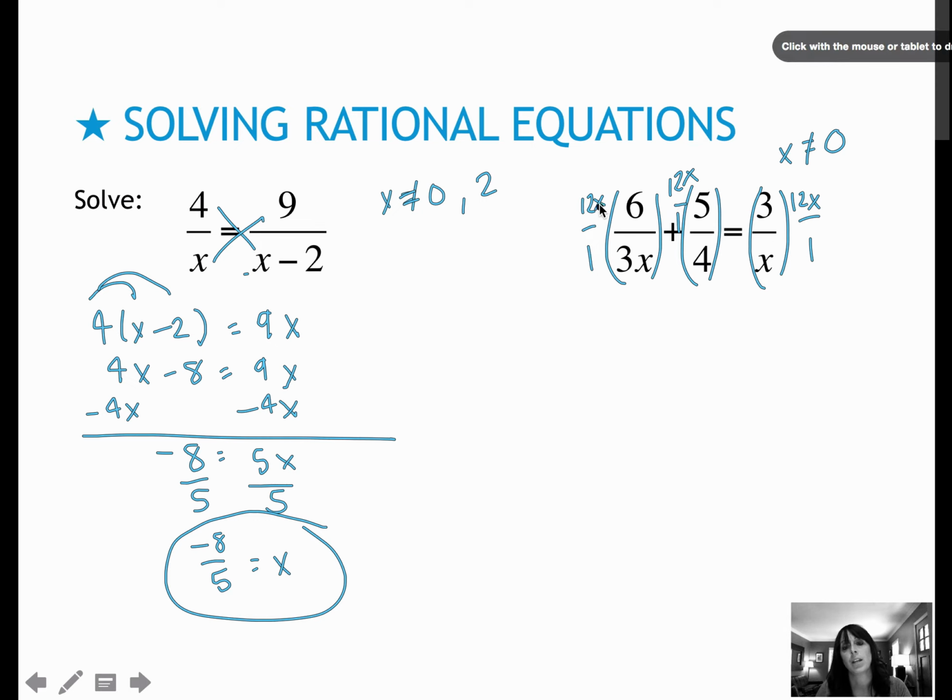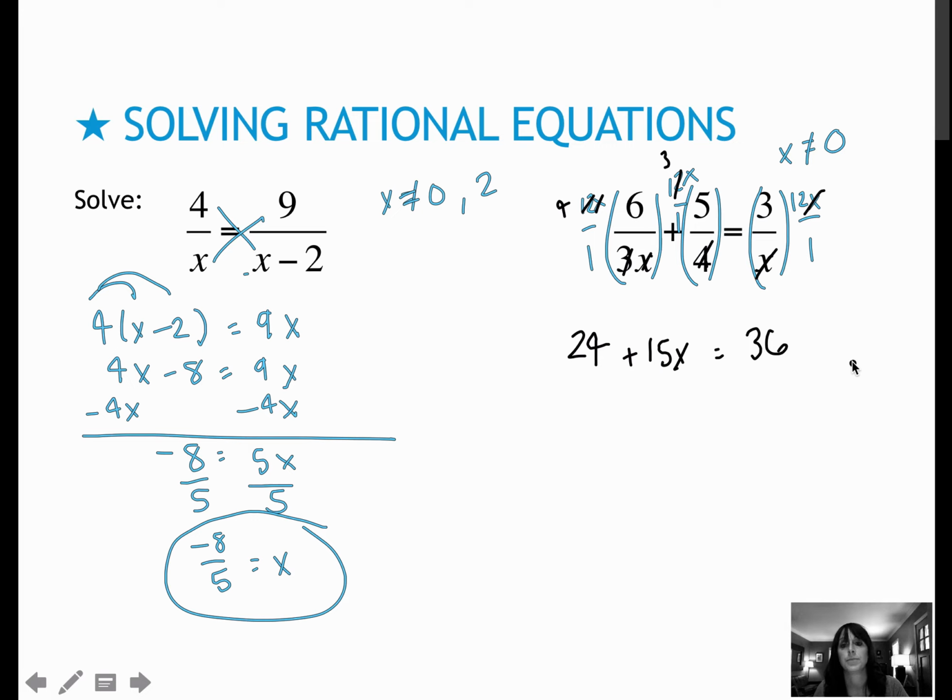The first one, the 12x and the 3x, the x's would reduce, and the 3 and the 12 would reduce to 4, and that gives me 24. For the second, 12 and 4 reduce to 3 and 1. So 3 times x times 5 is 15x. And for my last term, just the x's would reduce and I would get 36.